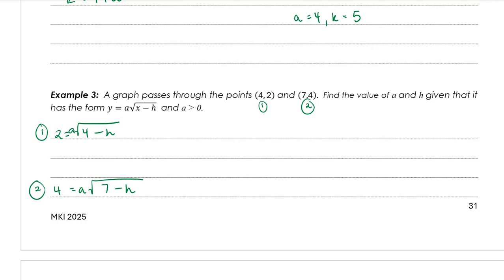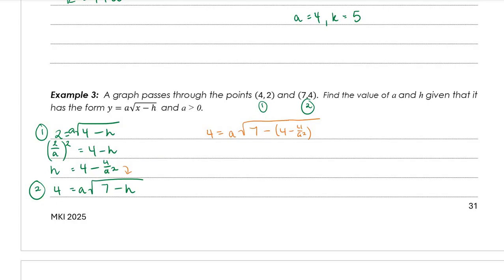Okay, now unfortunately there is no easy way to go about this one. You do have to solve for one of your variables and then work from there. Now in this case I chose to solve for a, so I have 2 over a, which we end up squaring, is equal to 4 minus h. So h is equal to 4 minus 4 on a squared. Okay, if I then plug that into here, I'm going to end up with 4 equals a times the square root of 7 minus 4 on a squared.